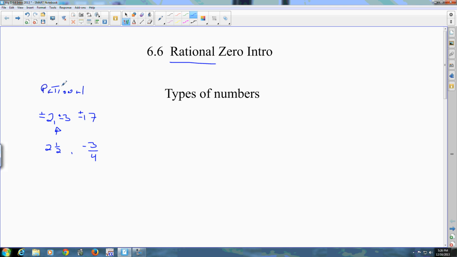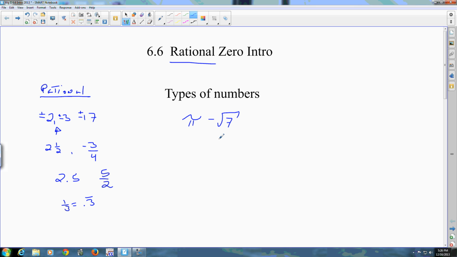Anything that can't be written as a fraction is irrational, like pi, or the square root of 7. Things like that, negative square root of 7. Those can't be written as fractions. Non-repeating, non-terminating decimals cannot be written as fractions. 2.5 can be written as a fraction. Okay, that's a terminating decimal. 1/3 is 0.3 repeating. That can be written as a fraction. So a terminating or repeating decimal is rational.